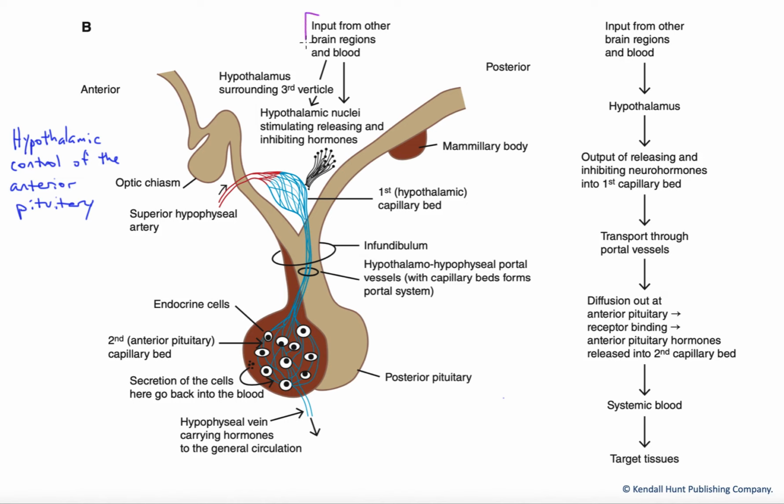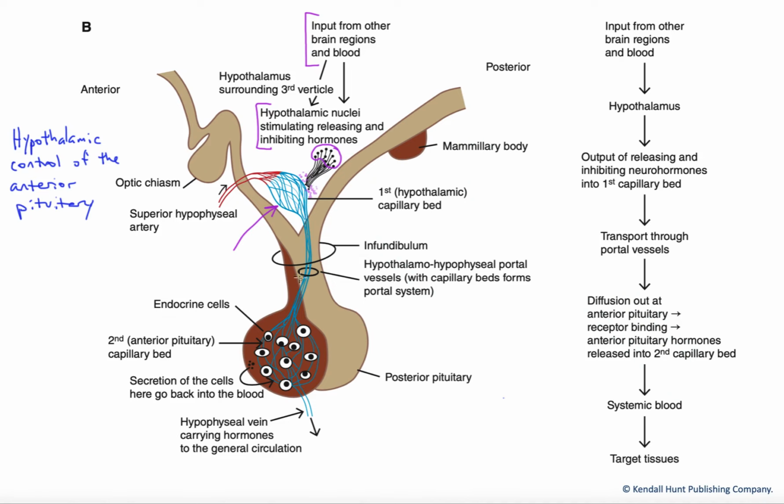So we again have our input from other brain regions and in the blood, including hormonal feedback that's going to modify the output, the secretion, of our hypothalamic neurons located in this nucleus. The cell bodies are found here, but those stimuli will result in action potentials and release of these hypothalamic neurohormones into or onto this capillary bed down here. So those hypothalamic hormones will diffuse into this first capillary bed found here, right? And then travel through what's called a portal vessel, right?